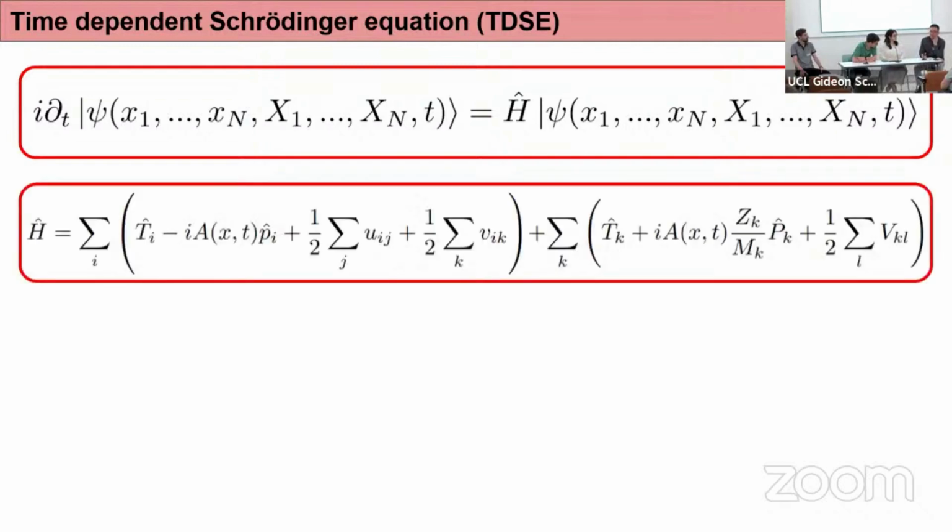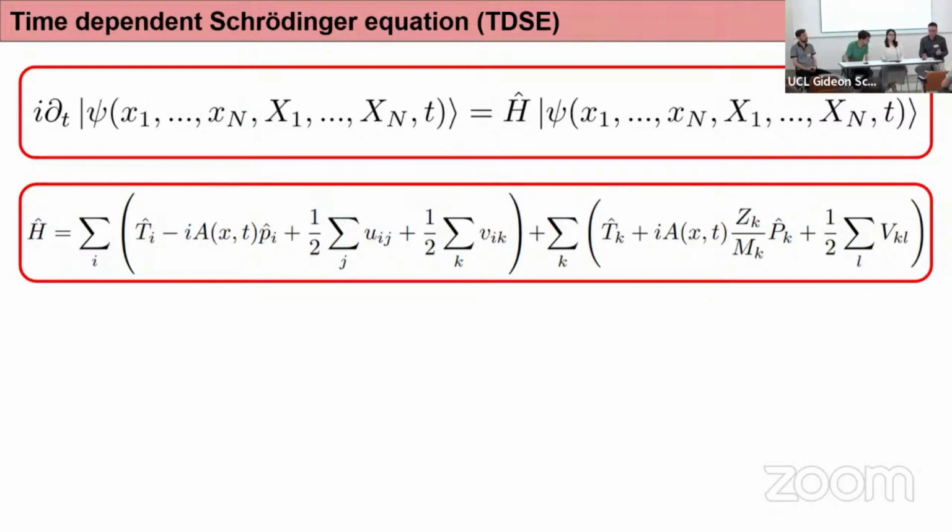So you can start reducing the complexity of this Hamiltonian. On the left, you have the electronic part: the kinetic part, the interaction with the laser, then the interaction among the electrons, and also the electrons with the ions. On the right, you have the motion of the ions, the interaction among themselves, and the interaction with the laser.